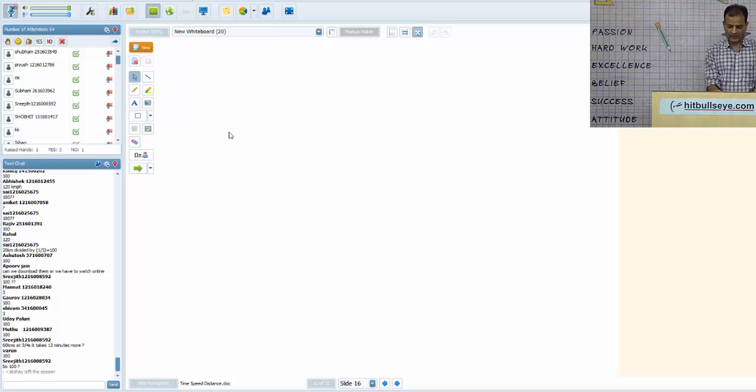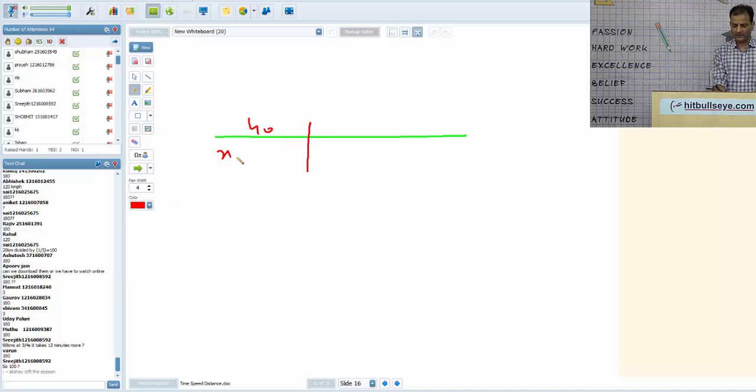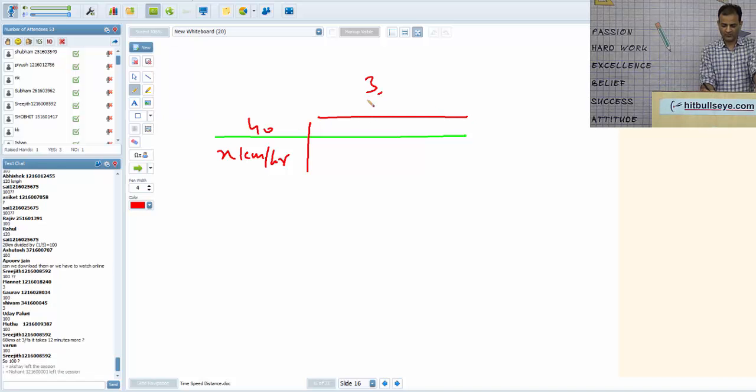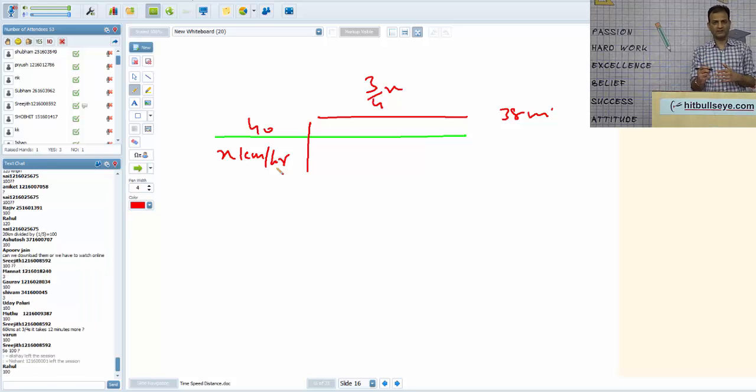Now the question says, see friends, after traveling 40 km, the train meets with an accident. Now let's assume the speed is x km per hour. After that, it is reduced to 3/4. That means now this distance he has traveled at a speed of 3/4 of x, due to which it is late by 38 minutes. I am not writing an equation. We will apply the concept of average in most of the questions, typical especially in XAT. Initially the auxiliary paper used to be very tough, and these types of questions come in a block. So you should know how we can make equations.